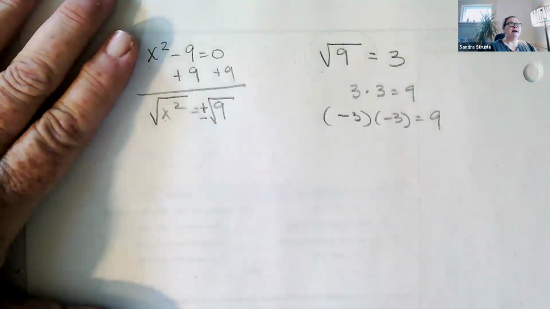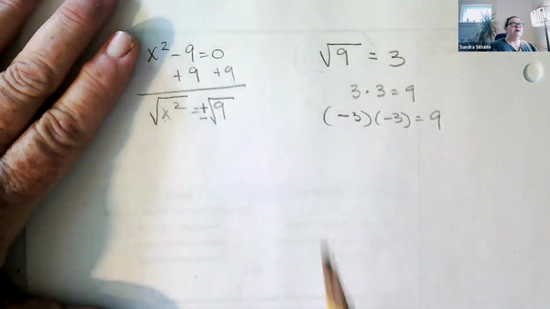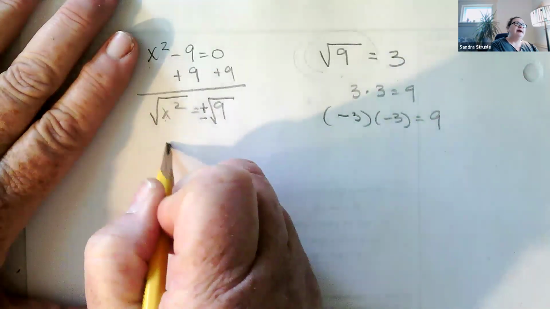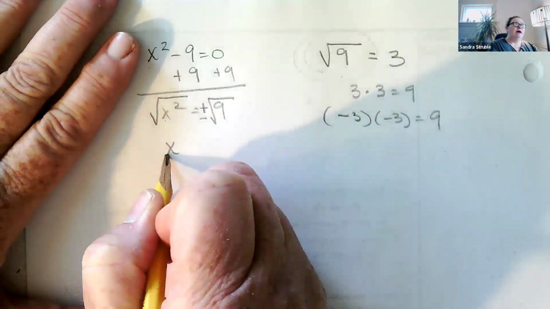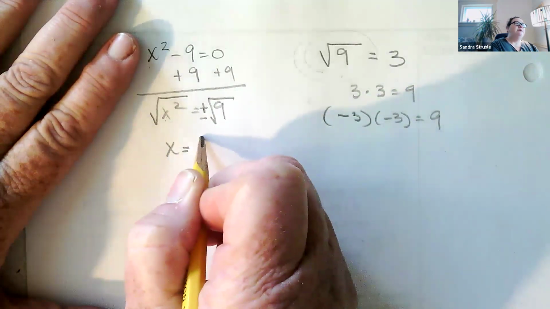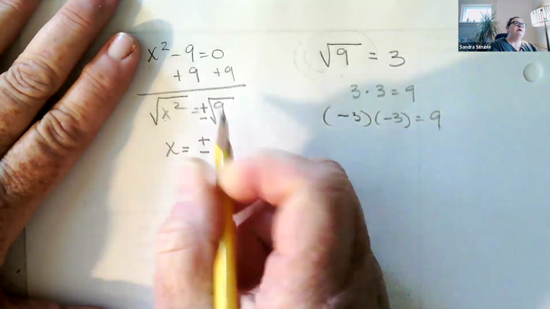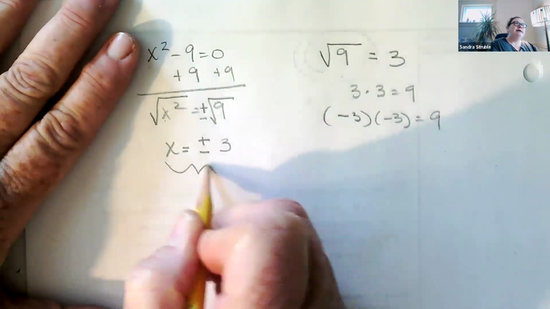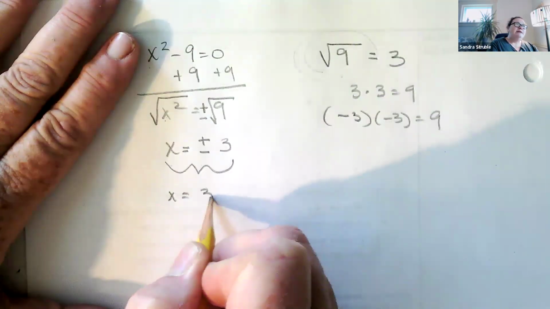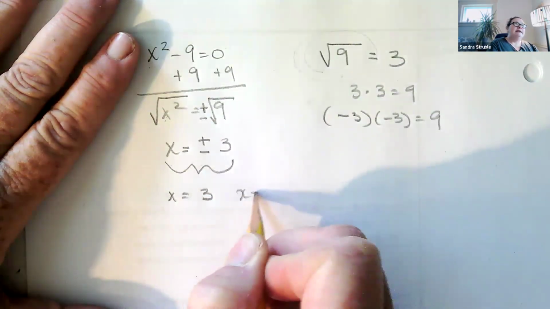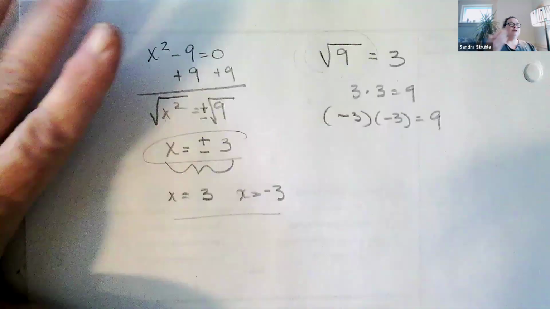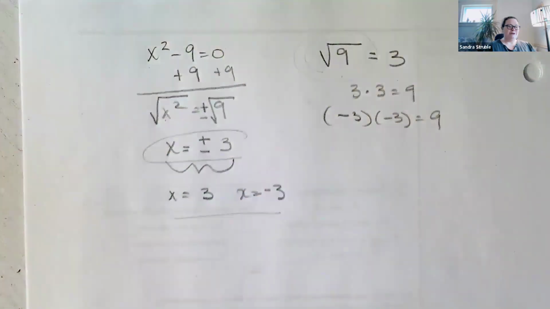Every time you're solving for something, which means it's an equation, not an expression. So when you have the square root of x squared, that's just x, they cancel each other out, equals both positive and negative of the square root of 9, which is 3. So what this means is x equals positive 3 and x equals negative 3. You can write it like this or like this. Totally your call. I'm good with either one.